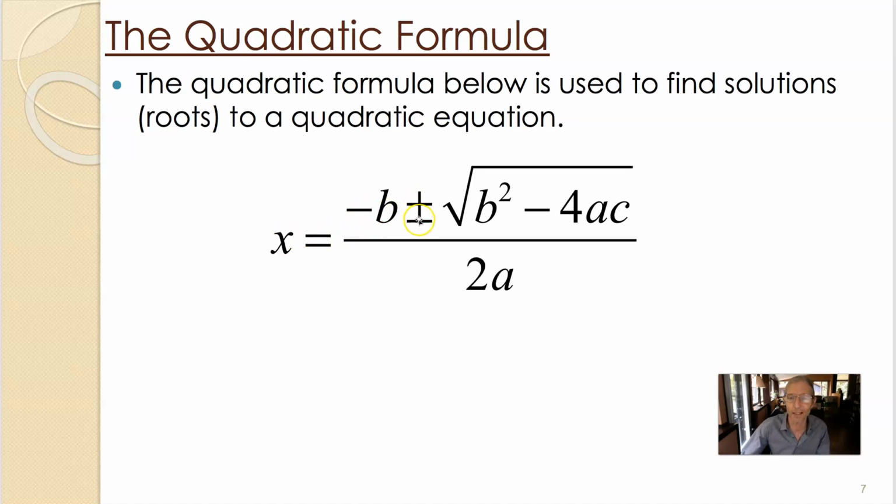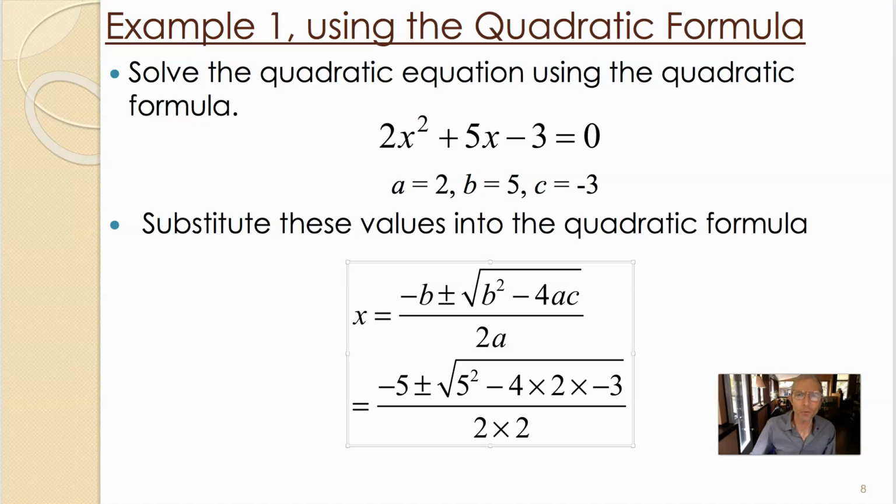Now this plus or minus, this is just a shorthand, so let me read it out longhand. So we could have the variable equals negative b plus the square root of b squared minus 4ac, all divided by 2a. So that gives us one root. The variable can also equal negative b minus the square root of b squared minus 4ac all over 2a. So you're going to get two answers, right? Or two solutions.